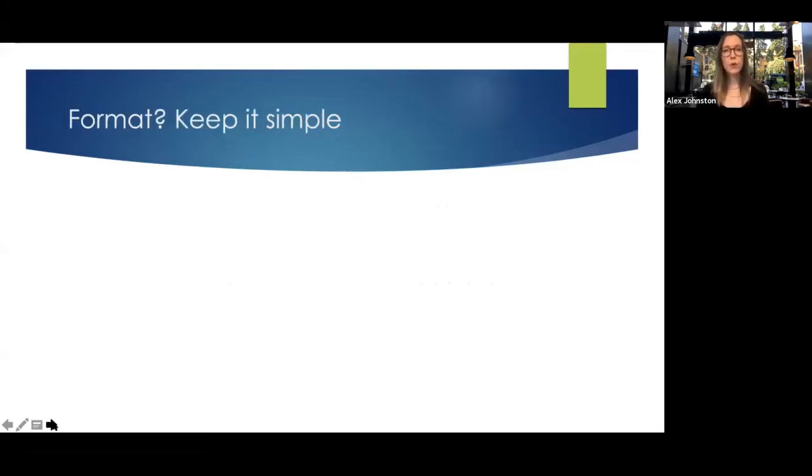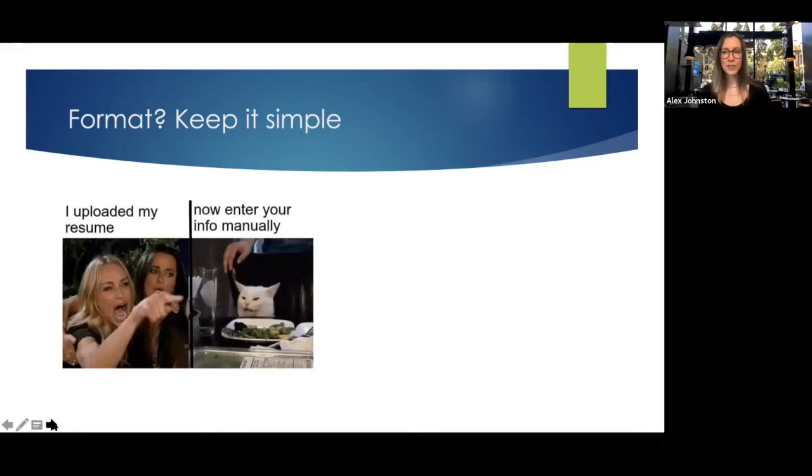Okay, format. A lot of you have asked about the format of the resume. You have to keep it simple. For your comprehensive resume, that's absolutely going to be formatless, pretty much. And that's because in many, many cases, you're going to be asked to input resume information manually. You've put in all this work on making a beautiful resume with color and formatting, and then you're forced to enter information manually. So as much as possible, just keep the format really simple.